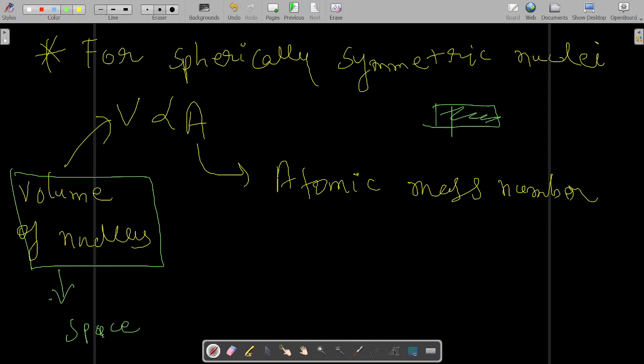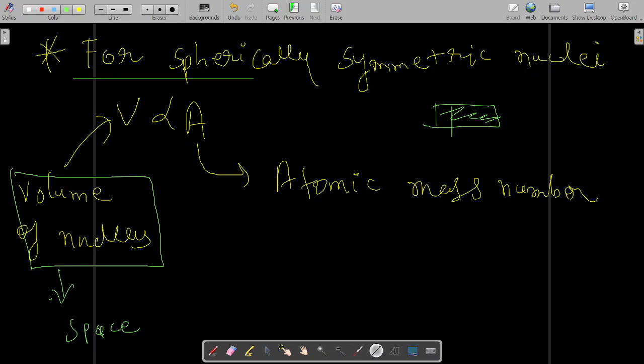But for the time being we are thinking classically, that if there is a nucleus then it will occupy some space. So it will have some volume, and that volume of the nucleus for spherically symmetric nuclei, I am saying, you must remember this thing.